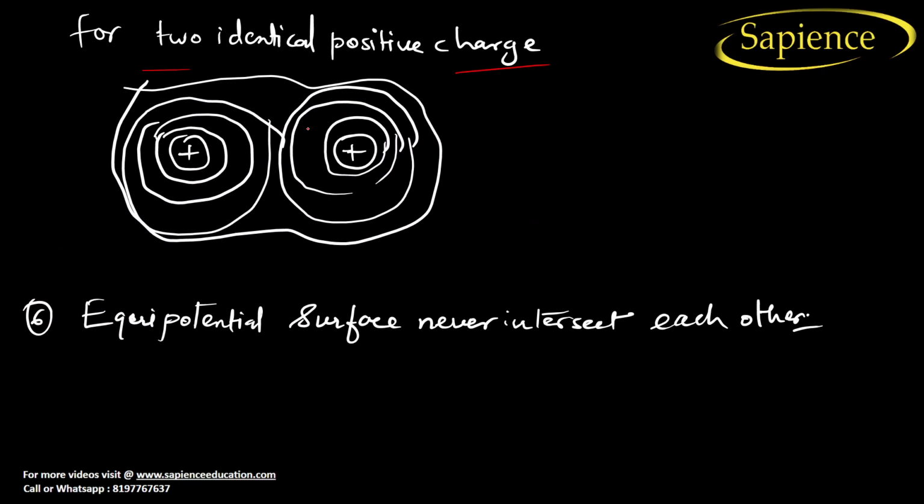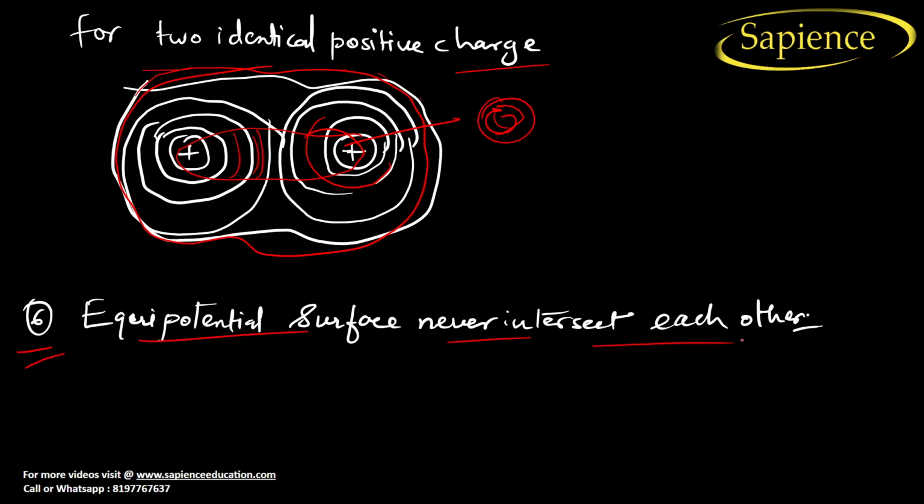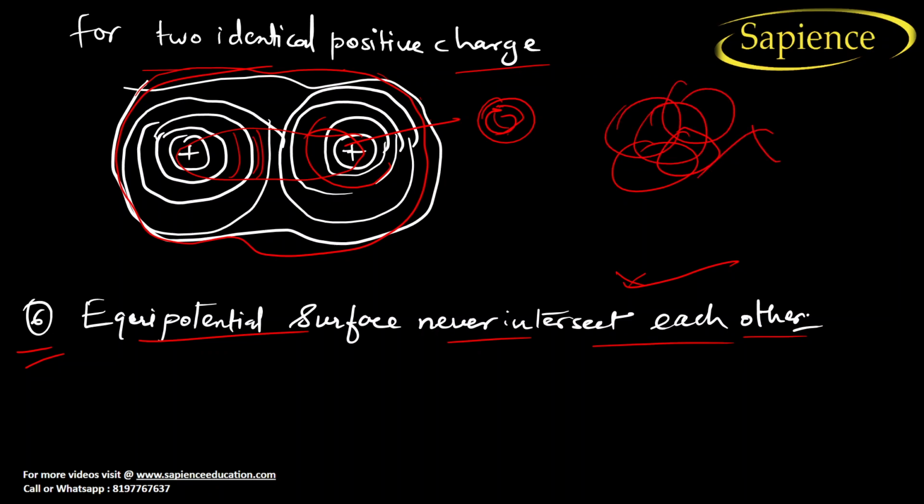Now, for two identical positive charges, what will happen? There will be concentric circles only, but there will be more nearby space here, and at the outer end, at a far distance, they will consider both as a single charge entity. They won't consider multiple charges. Sixth point: equipotential surfaces never intersect each other. This is very important. You won't see equipotential surfaces intersecting. Okay.